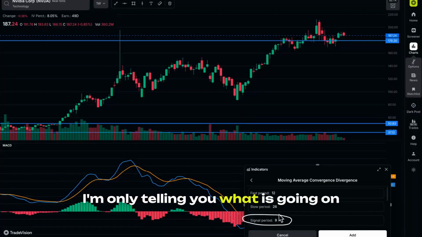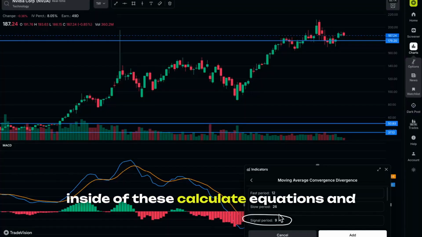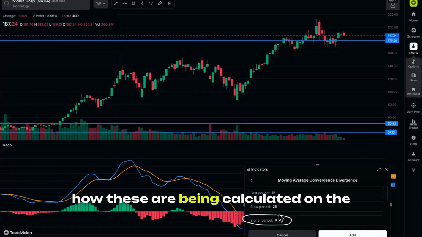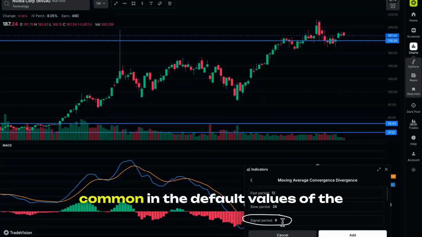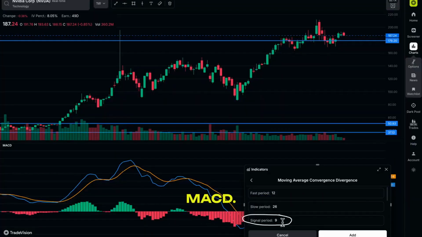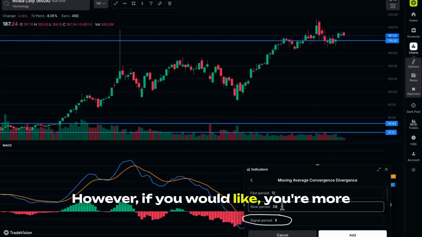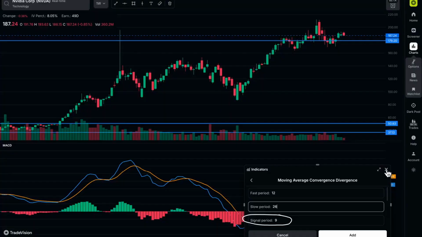Please do not get confused by all these key terms. I'm only telling you what is going on inside of these calculations and how these are being calculated on the MACD. These numbers 12, 26, and 9 are the most common and the default values of the MACD. However, you are more than welcome to change any of these values if you wish.